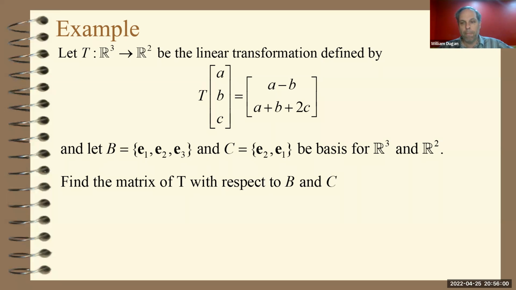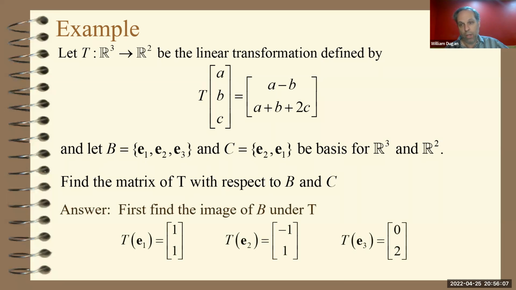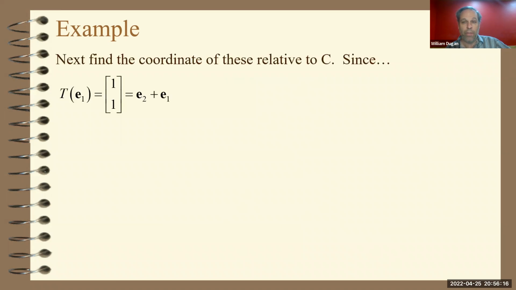So let's find the matrix of T relative to B and C. To do so, the first thing you have to do is apply the transformation to every vector in B. So I did that for you here. Just cranked it out. The next thing to do is to find the coordinates of each of those mappings relative to the basis C. So T of E1 is the vector 1, 1. But that is E2 plus E1. T of E2 was negative 1, 1. But that is E2 minus E1.